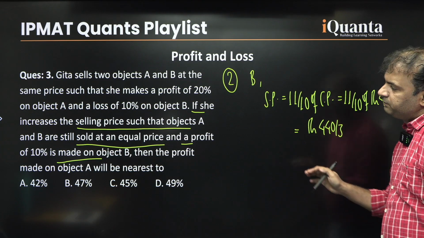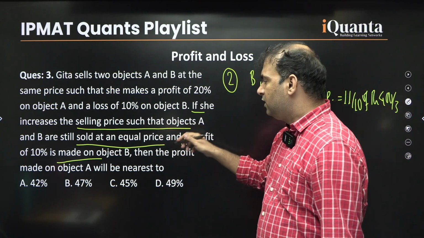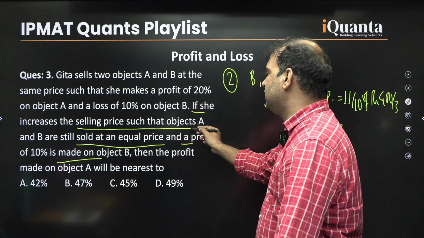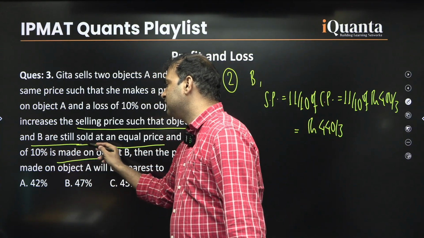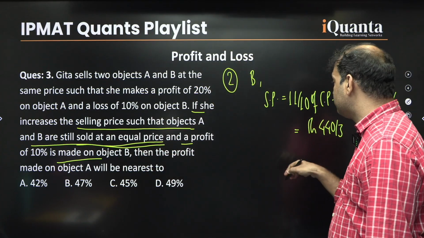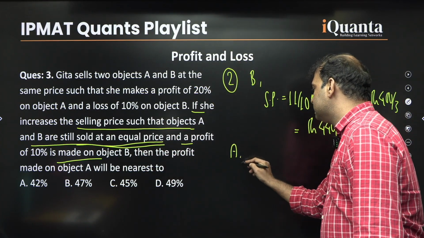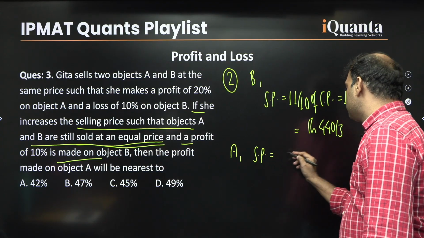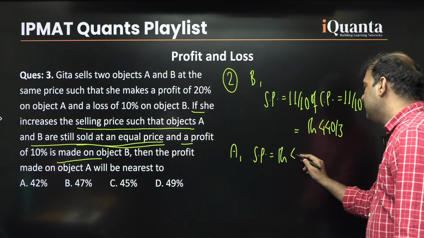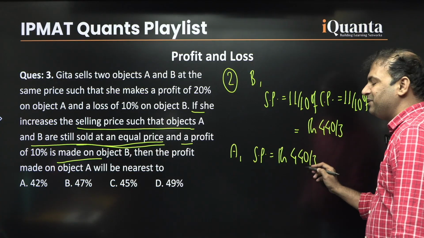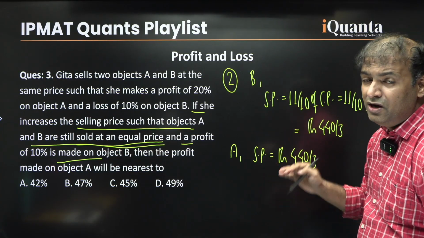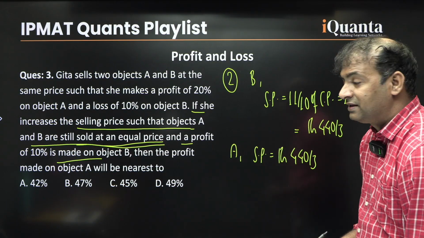And remember, even after the second process, when she increases the selling price, the selling price of both A and B objects is still the same, right? That means the selling price of A is still being the same. What is the selling price, guys? Selling price is 440 by 3, right? And the cost price is remaining the same, right? Cost price of both the objects are same, only she is increasing the selling prices, right?